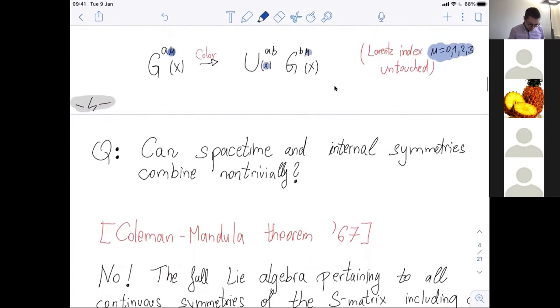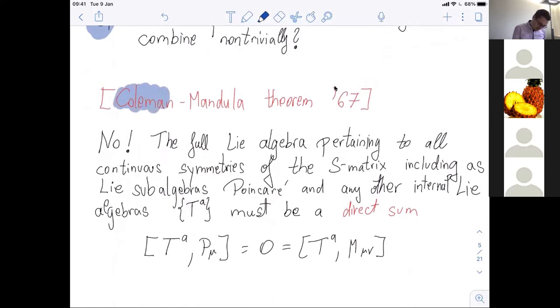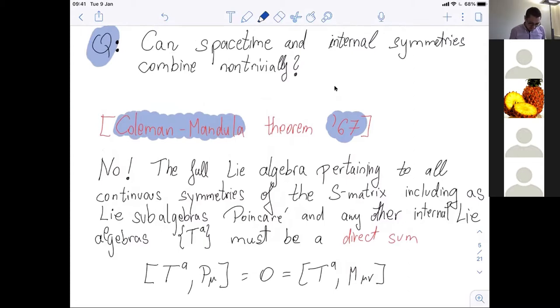So the question we want to ask here is the following: can space-time and internal symmetries be combined in a non-trivial way? That's the question. There is this famous theorem, which goes under the name of the Coleman-Mandula theorem from 1967, with the answer being no. The full Lie algebra pertaining to all continuous symmetries of the S matrix, the scattering matrix of the theory, including the Lie subalgebra Poincaré and any other internal symmetry, must be a direct product.